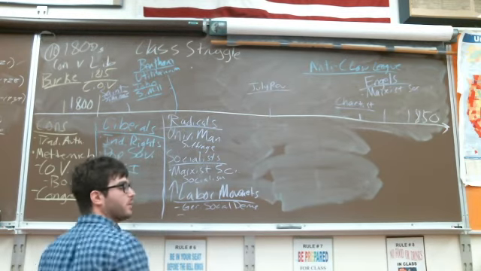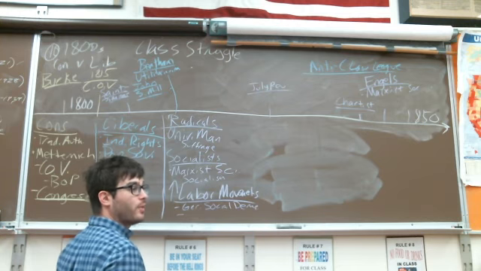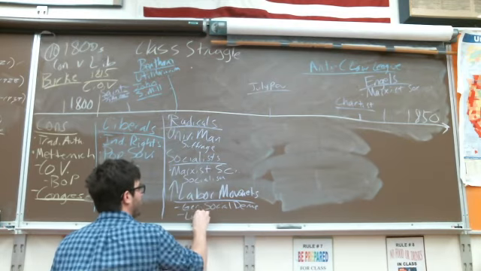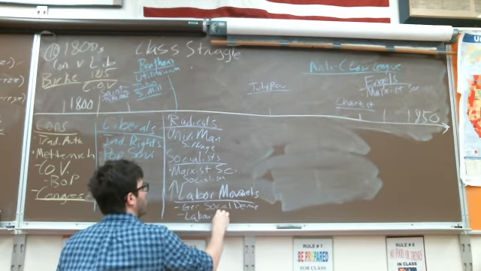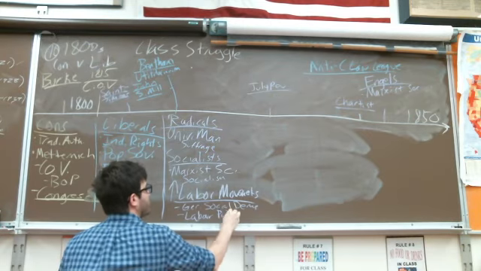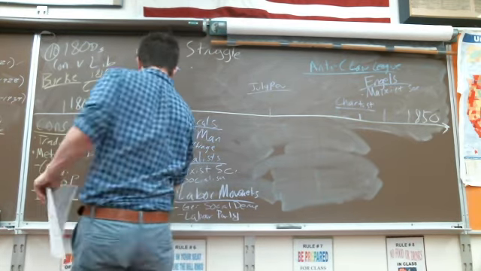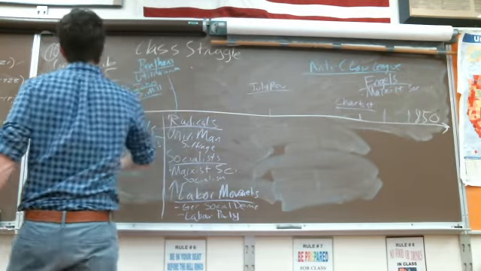What's the British Liberal Workers' Party? We actually talked about it in our last unit. The Labour Party. O-U-R, Labour Party. They start to take over and gain quite a significant amount of power.